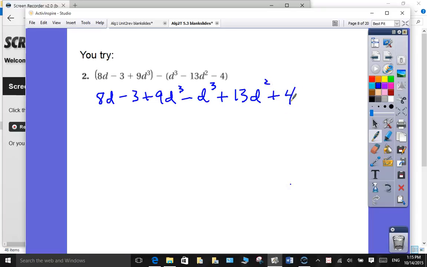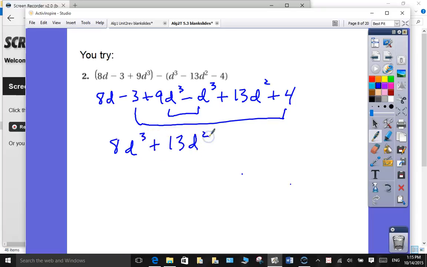So then take a step, distribute the minus, and then combine like terms. Here's our like terms. Those are like terms, and these are like terms. So starting with the highest degree term first, 9d to the third minus 1d to the third. 13d squared. 8d. Negative 3 plus 4.